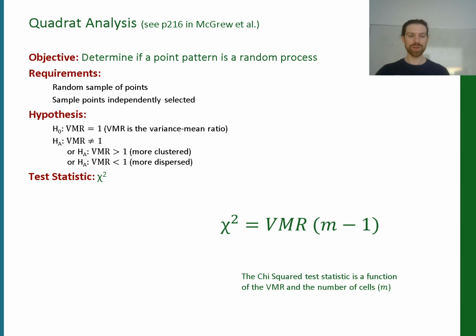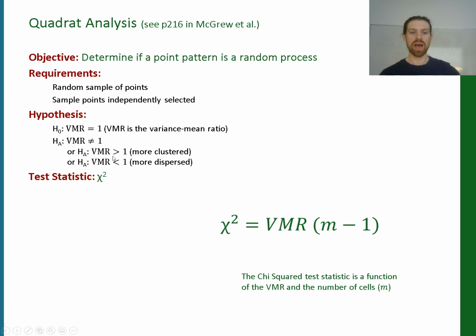Okay, so quadrats, hopefully you know now, we have these requirements. So we need to have a random sample of points. We need them to be independently sampled. And here what we're doing is we're trying to measure the variance mean ratio, okay? So the null hypothesis is that the variance mean ratio is equal to 1, and the alternative hypothesis is that it's not equal to 1, okay?